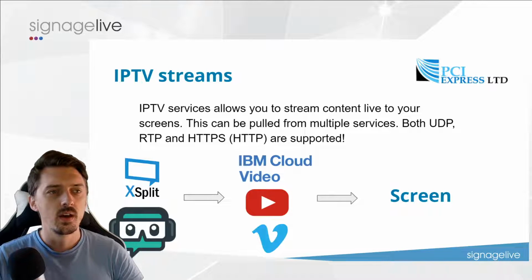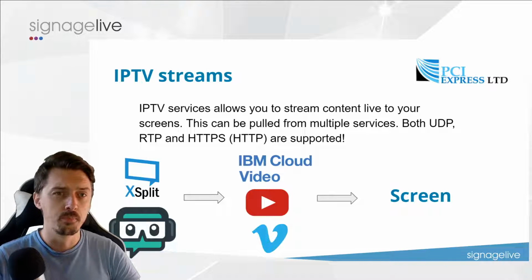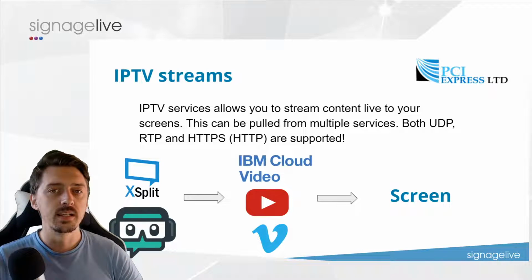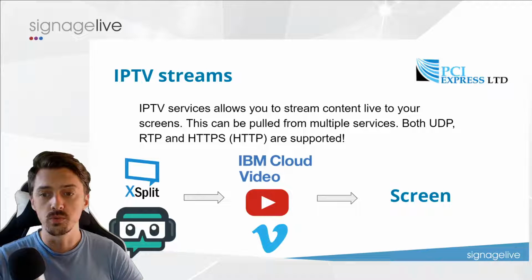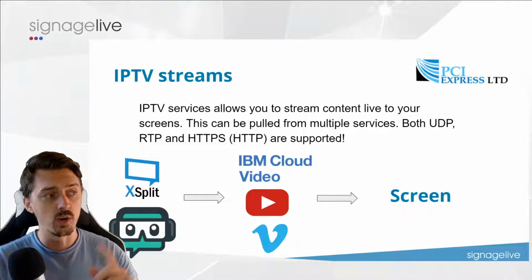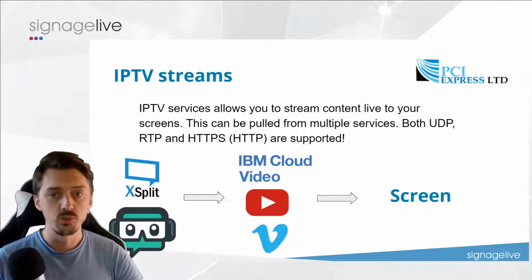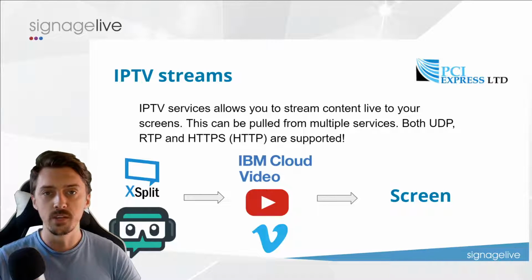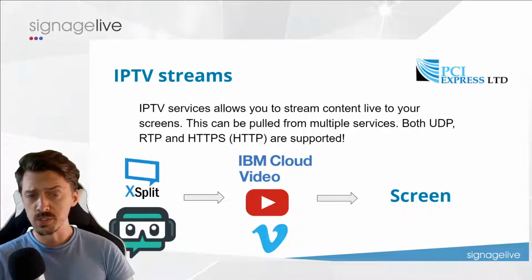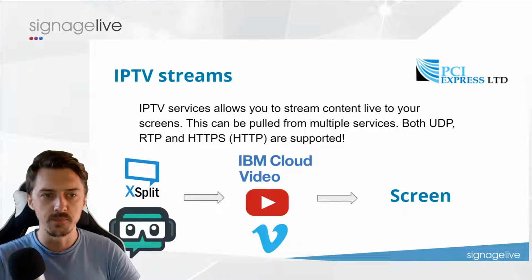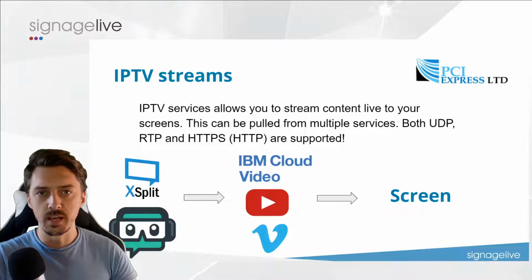IPTV stream. IPTV stream is becoming more and more popular. And for those of you that don't know what IPTV streaming is, it basically allows you to live stream content to the displays. I've got a couple of examples down there, such as XSplit or SLOBS, which is actually what I'm using to stream today. That could go through IBM Cloud Video or YouTube or Vimeo or any other kind of video hosted service, or one that you're running yourself or one that you request to be built out, and then have that delivered to the screen.